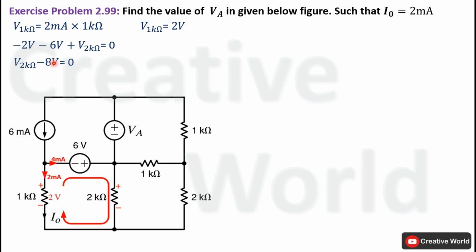And place this minus 8 volt on the other side of the equal sign to calculate the voltage across this 2 kilo ohm resistance, that will be equal to 8 volt.